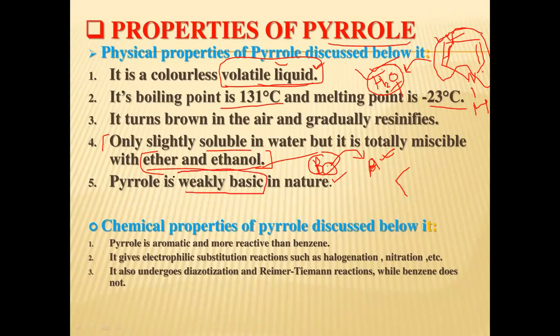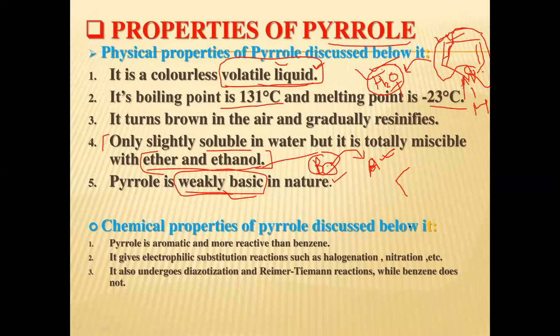Weak basic means it weakly donates the electron to the electrophilic species. So there is some reason why it weakly donates its electron. That reason we will be discussing in the next slide. But you have to keep in mind that the lone pair of electrons on the nitrogen in pyrrole is engaged in delocalization with the 2 pi bonds in the ring, and that's why it behaves like an aromatic molecule. There is less availability of this lone pair of electrons, and that's why it is weakly basic in nature. But this concept we will discuss in detail in the next slide.